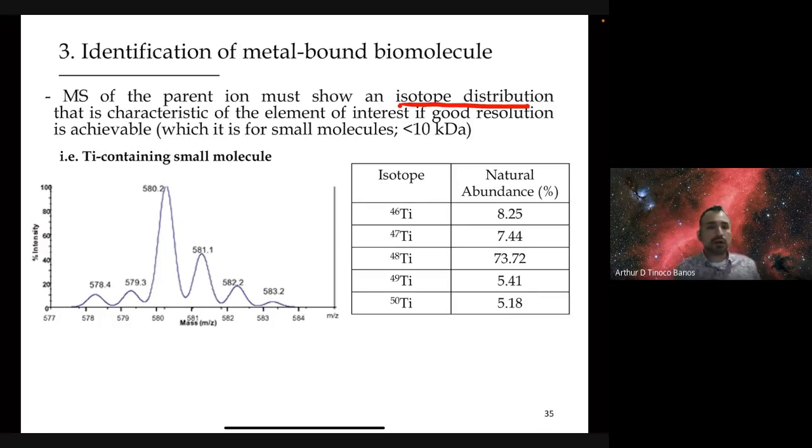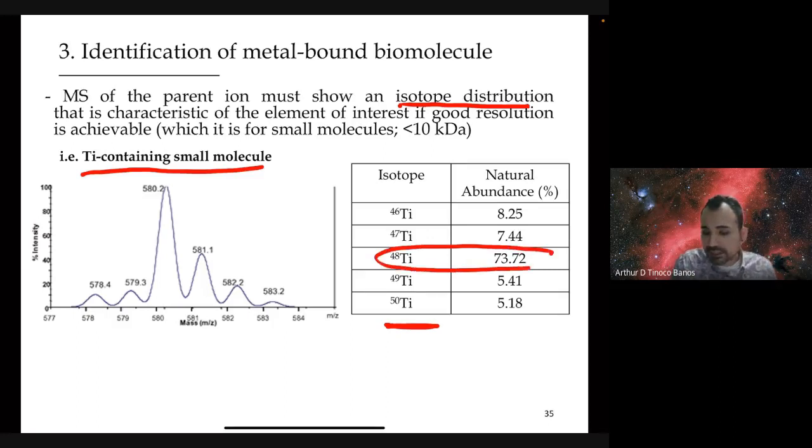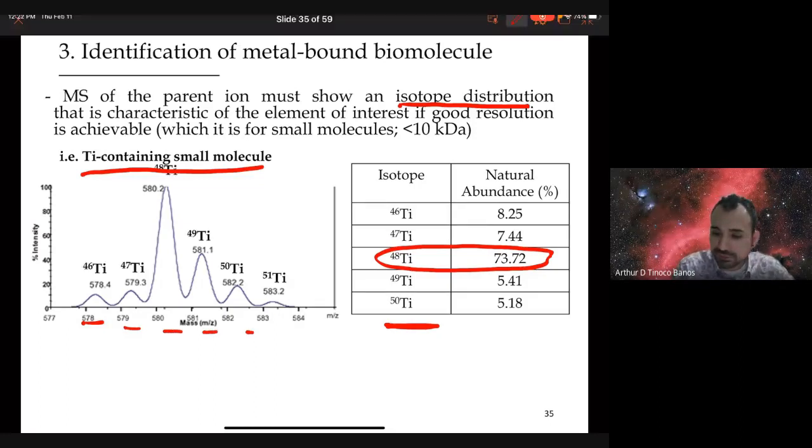So here I'm giving you an example of a titanium containing small molecule. Because titanium is an element that has several isotopes of different natural abundance, where titanium-48 is the most abundant of those 5. So when you detect a molecule that has titanium, you're going to actually see those different isotopes. Okay, so here's the representation of that.